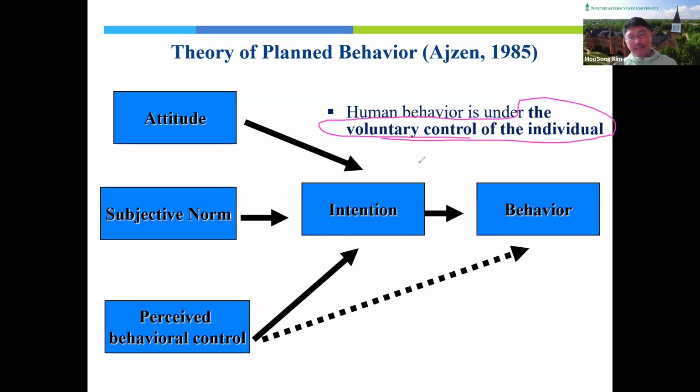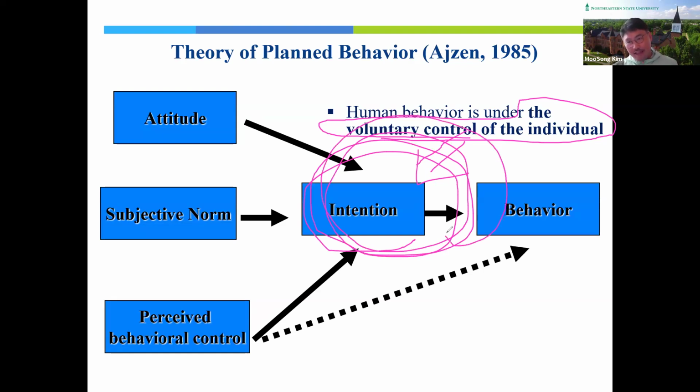But unlike the health belief model, the theory of planned behavior talks about the voluntary control of individuals. People take action under their own control, not because of a perceived threat. They do healthy behavior because of their voluntary control. The key point of this theory is intention. Someone's intention is the key to taking action for their health behavior. So let's talk about intention a little bit more in the next slide.